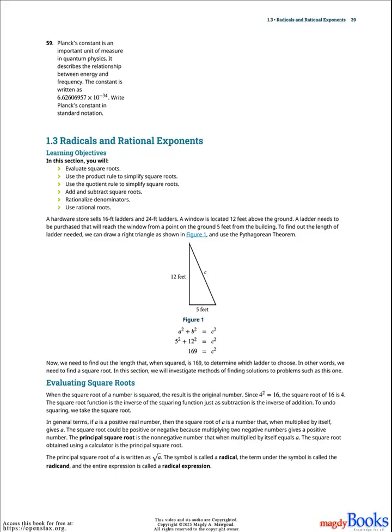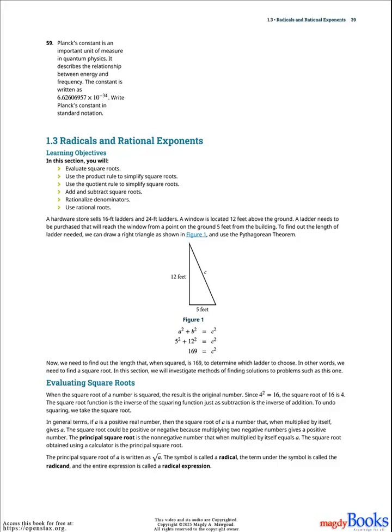a squared plus b squared equals c squared. 5 squared plus 12 squared equals c squared. 169 equals c squared. Now, we need to find out the length that, when squared, is 169, to determine which ladder to choose. In other words, we need to find a square root. In this section, we will investigate methods of finding solutions to problems such as this one.